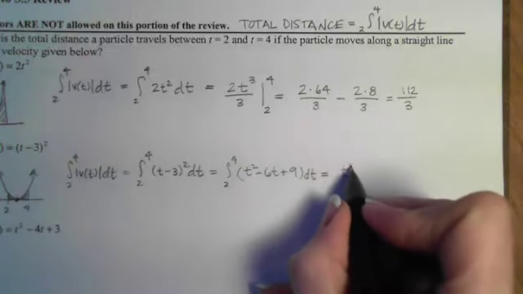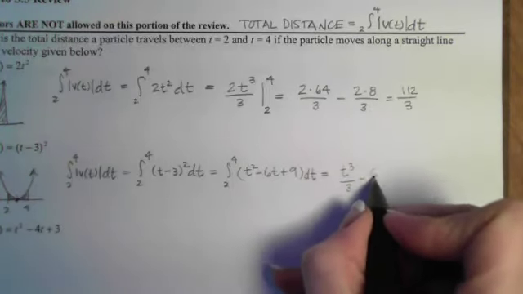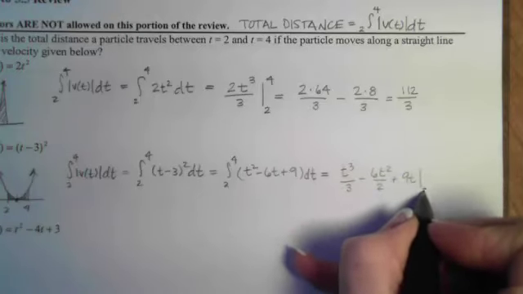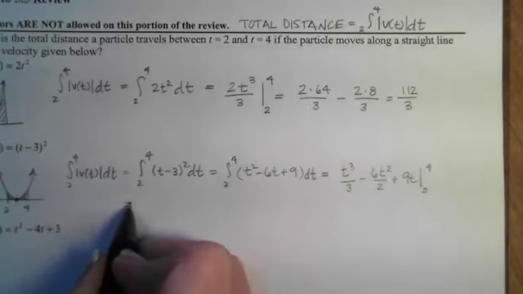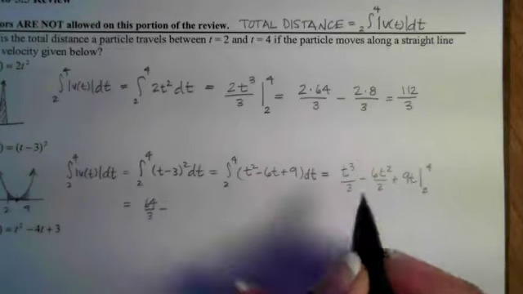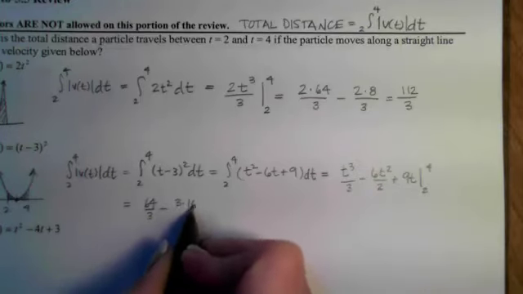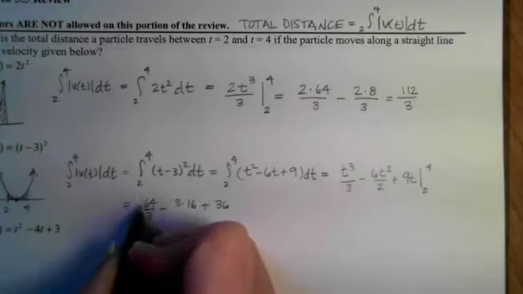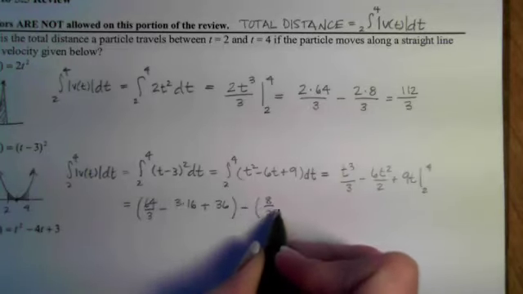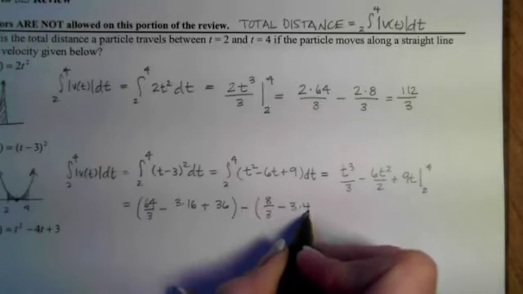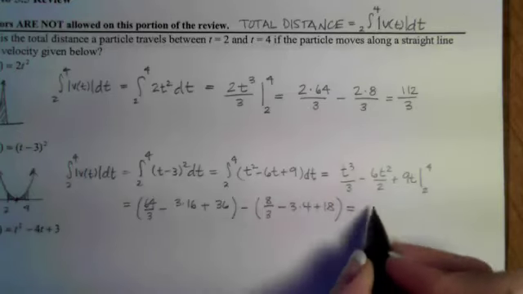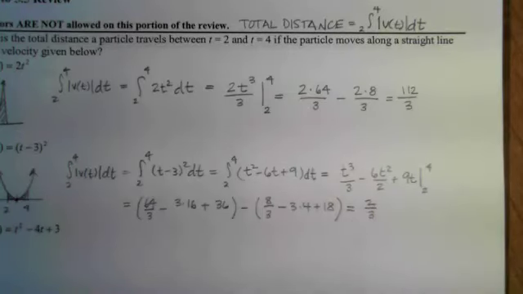We would have a t cubed over 3 minus a 6t squared over 2 plus a 9t evaluated from 2 to 4. So I'll plug in the 4 first, that's a 64 thirds, minus, I'm going to reduce that, so I've got a 3 times a 16 plus a 9 times a 4, and then I'm going to subtract what comes out when I plug in a 2. So I've got 8 thirds minus a 3 times a 4 plus an 18. Put that all together and we end up with 2 thirds.